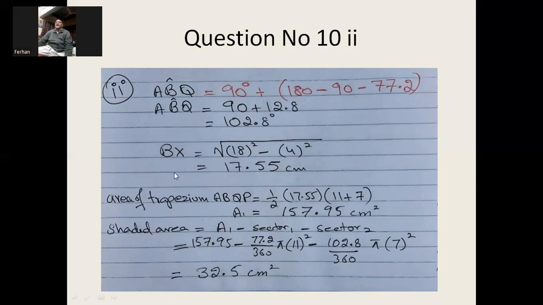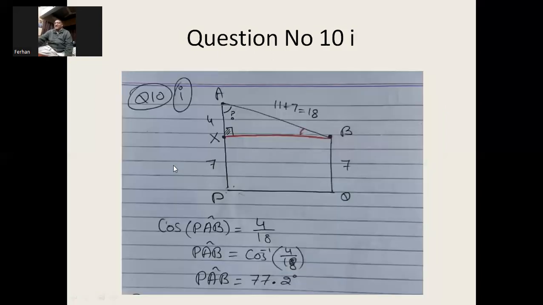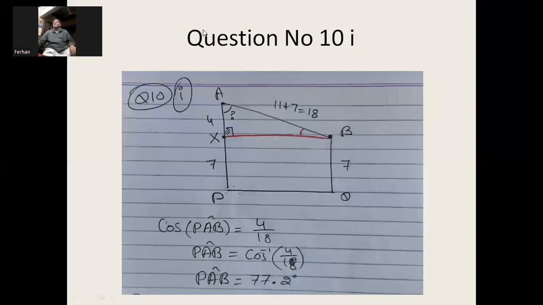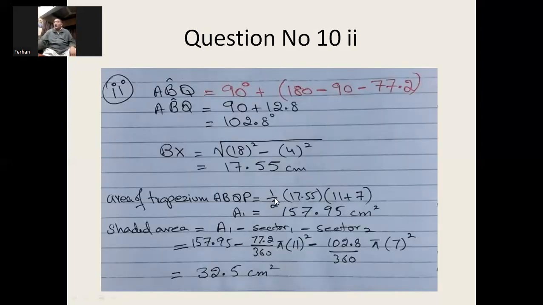So now I know that angle, I can apply the Pythagoras. I have applied the Pythagoras here on 4 and 18. 18 is the hypotenuse. This is the base. I will find this perpendicular, XP, by applying the Pythagoras. So the BX will be equal to the square root of 18 squared minus 4 squared, and that will be 17.55 centimeters. So once I know the BX value, the same value applies to the PQ.